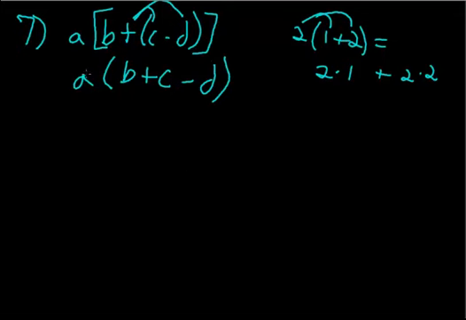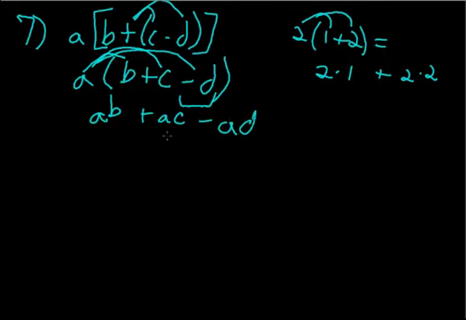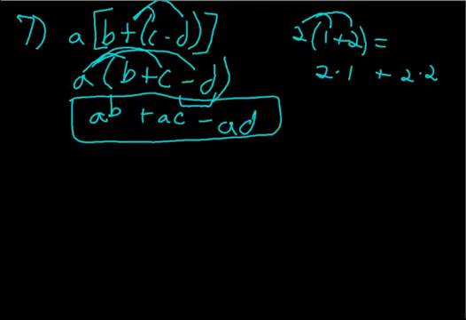So here we just use the distributive property again. A times b is equal to ab. A times c is equal to ac. And a times negative, don't forget the negative, negative d is equal to negative AD. So that is the answer: AB plus AC minus AD.